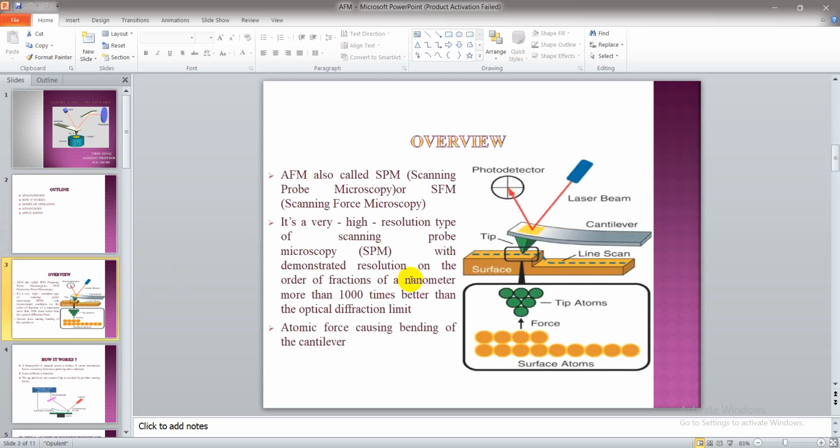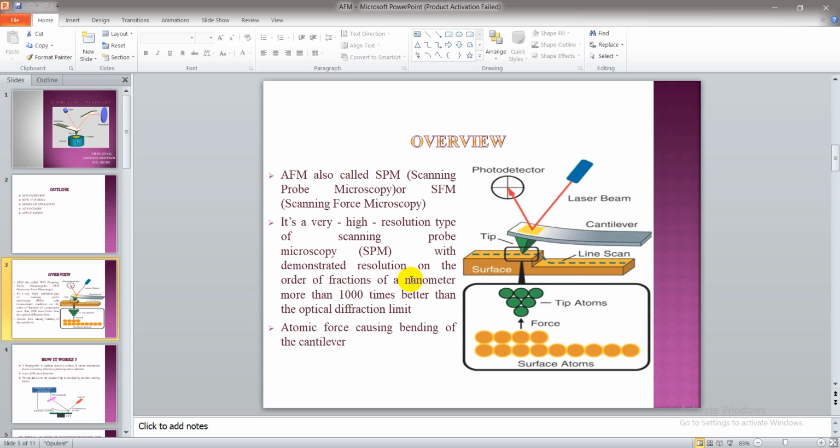Atomic force microscopy is also known as scanning force microscopy or scanning probe microscopy, so SPM or SFM. It is a very high resolution technique that provides resolution of the order of 1000 times better than the optical diffraction limit. So we can get nanometer scale resolution with the help of this technique.